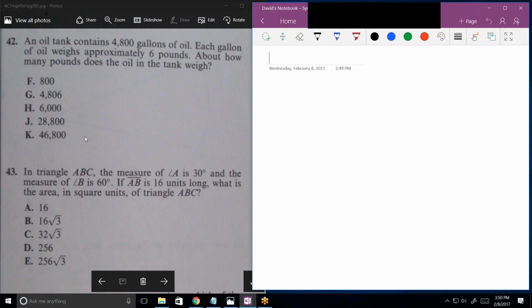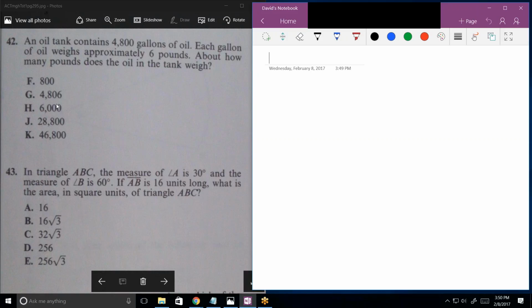42. An oil tank contains 180 gallons. Each gallon of oil weighs about 6 pounds. How many pounds does the oil in the tank weigh? So let's just do 6 times 48. Don't bring your calculator out. Multiply 6 times 4. What do you get? 6 times 4 equals 24. What's the answer? It's 28,800. Gotta be. Yeah, it's the only one that's in range.